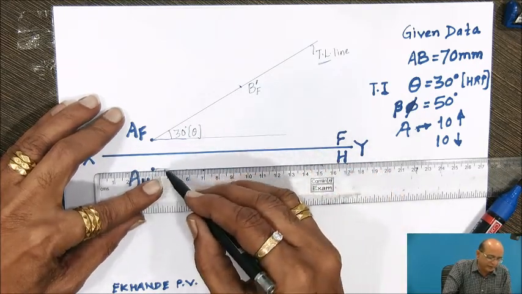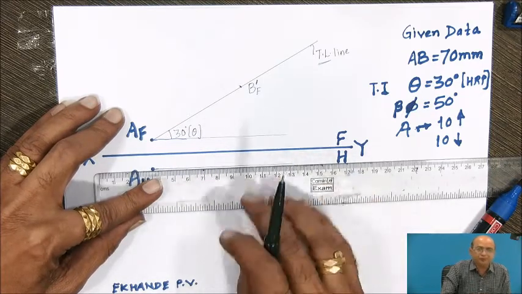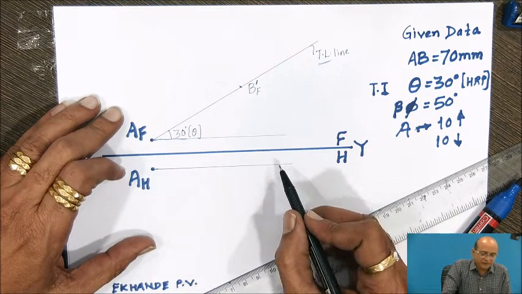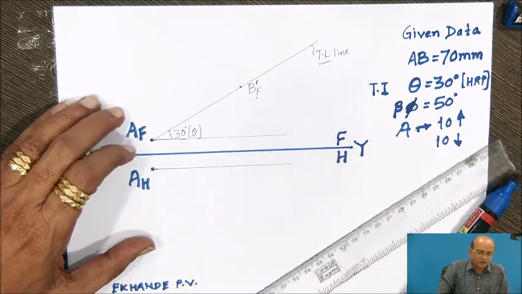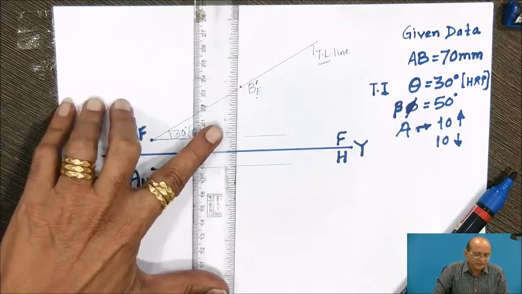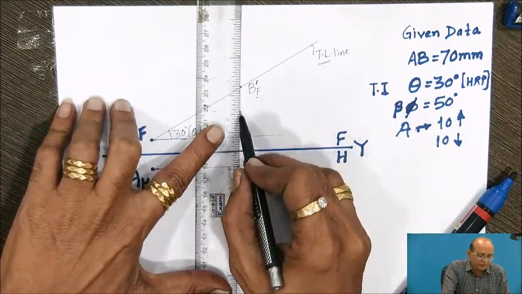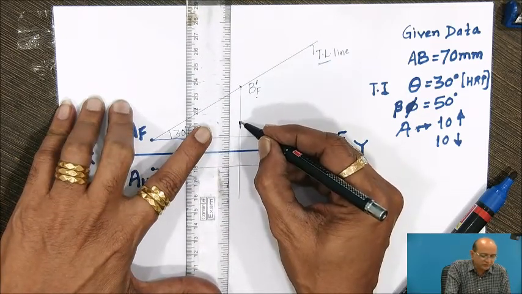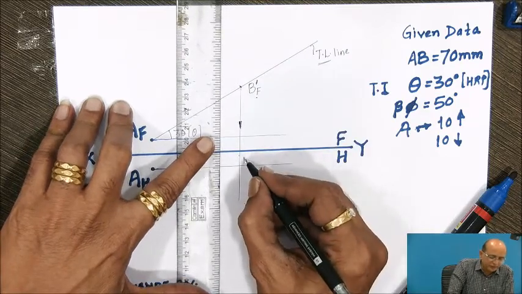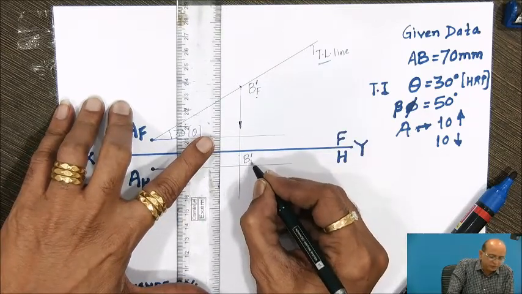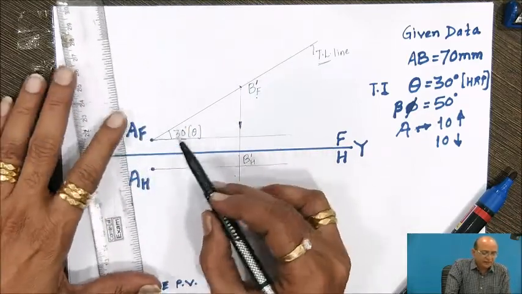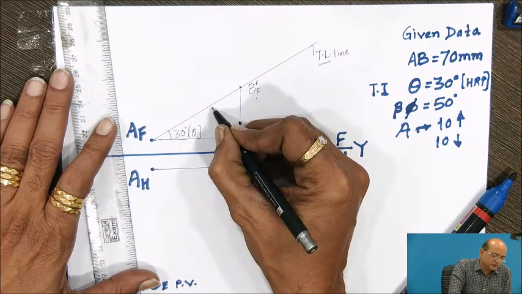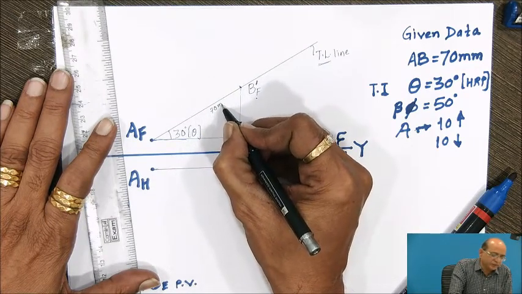Before that, we'll complete the line parallel in the top view from this AH. This is a line on which we'll get the position of B dash H, on the projector of this B dash F. Why are we getting the position of B dash H over here? Because you know that this line A F B dash F is in true length. So this line is equal to 70 mm, which is the true length of the line.